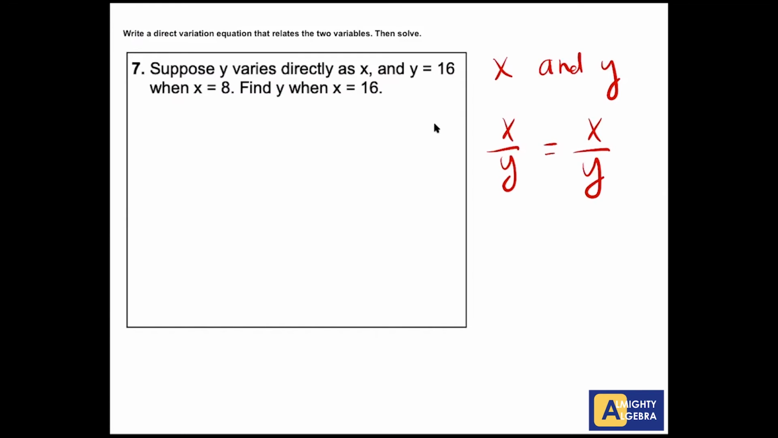If you had flipped it and done y over x, then your other side must match it. So it would have been y over x equals y over x. It doesn't matter as long as you keep it consistent. I'm going to read the problem again. I'm going to highlight the given information.